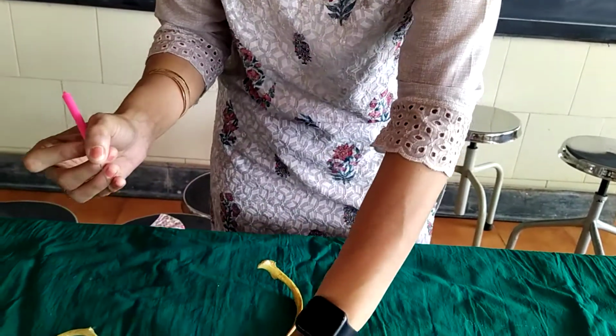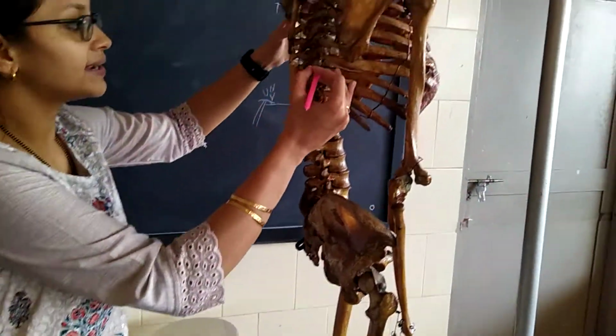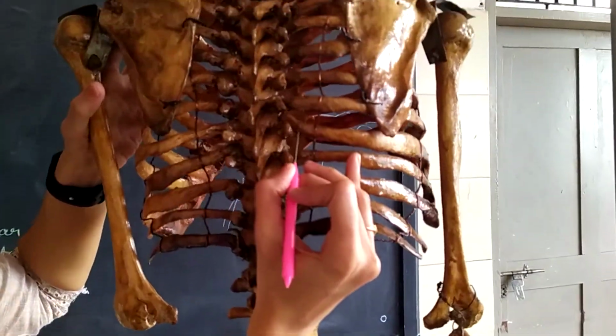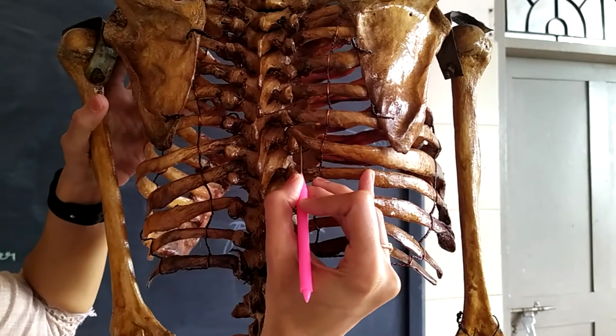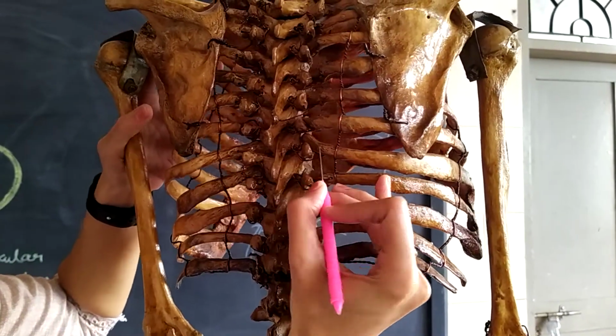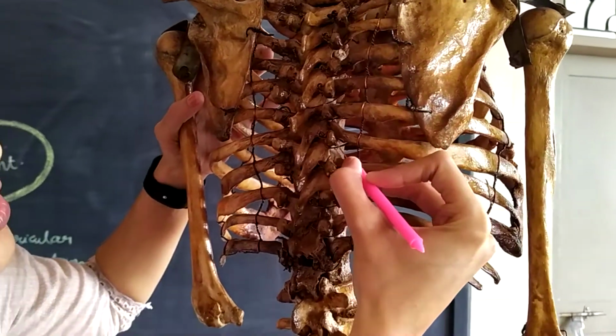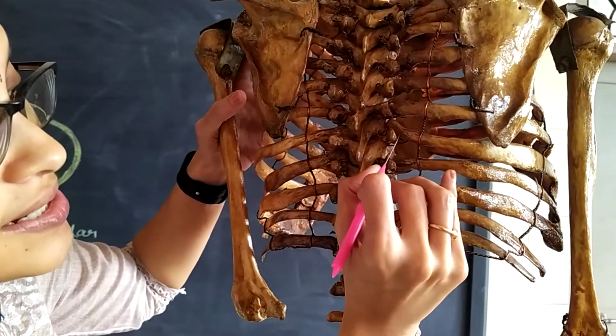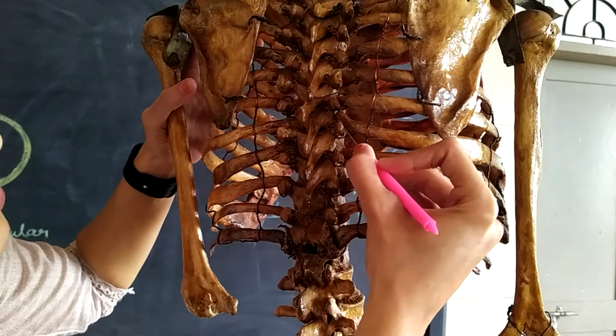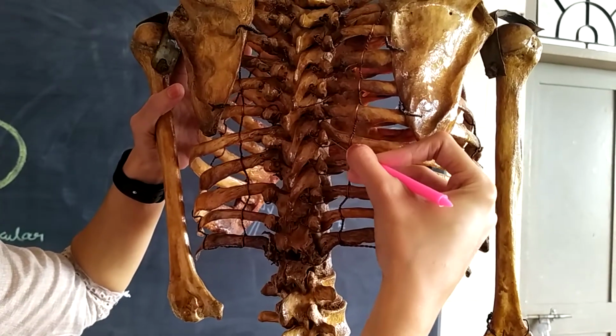So let's identify this in the skeleton once again. See here, this is the tubercle. The tubercle has a facet, and that facet articulates. This is the transverse process, which has a facet. So you can see the facet here. You can see a facet along the transverse process of the vertebrae.